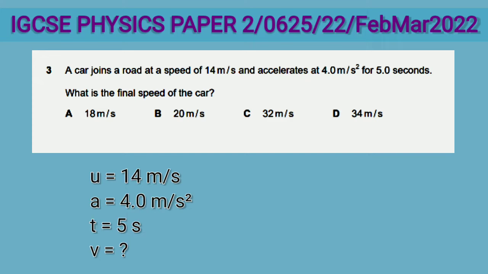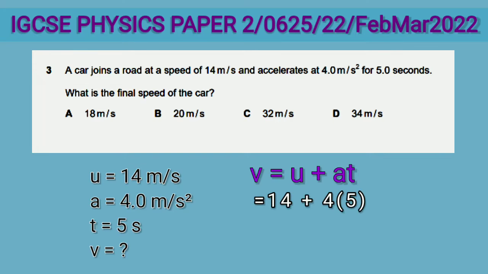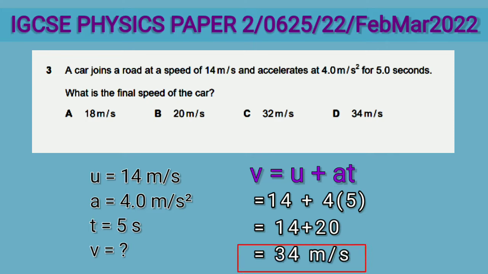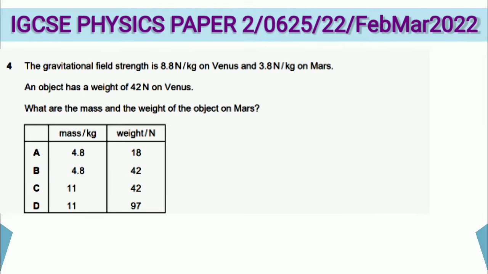If we use the formula v is equal to u plus at, we will directly get the value of final velocity v. Let us substitute all the values. We have final velocity v is equal to 34 meter per second. Correct answer is option D. 34 meter per second is the final speed of the car. Our next question is question 4.